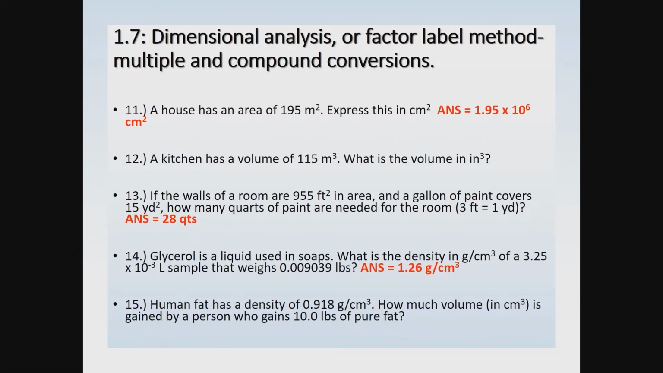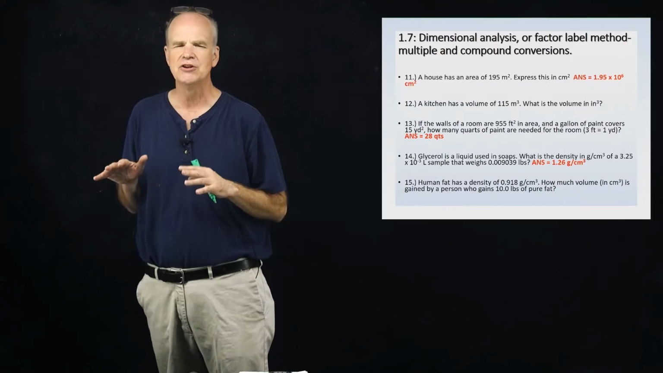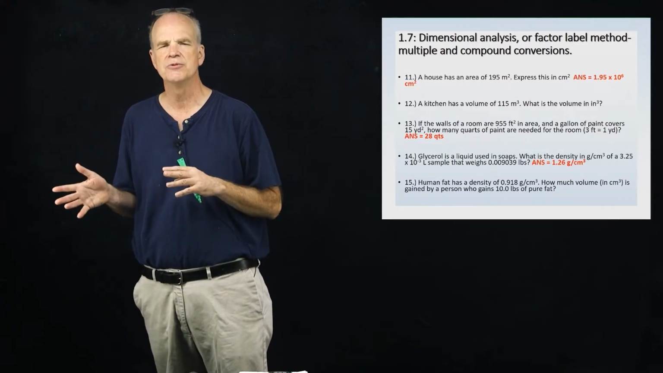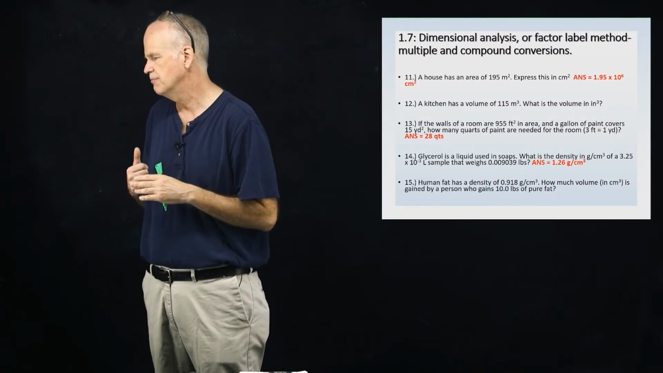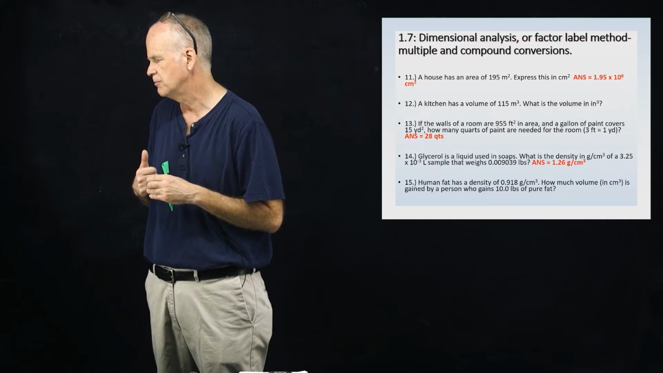Glycerol is a liquid used in soap. So what is the density in grams per cm cubed of a 3.25 times 10 to the negative 3 liter sample that weighs 0.00903 pounds? Okay, so this is a density problem, and this is a little bit more complicated than the density problems you did previously. So let's go ahead and see how we might set up this problem here.